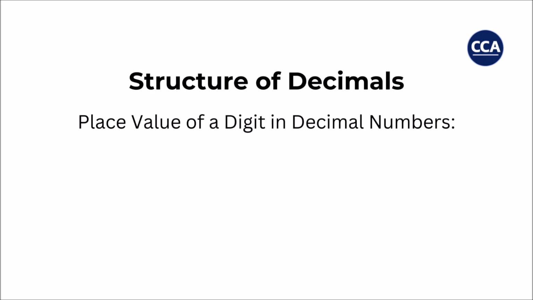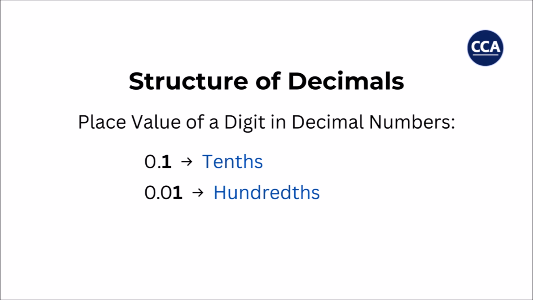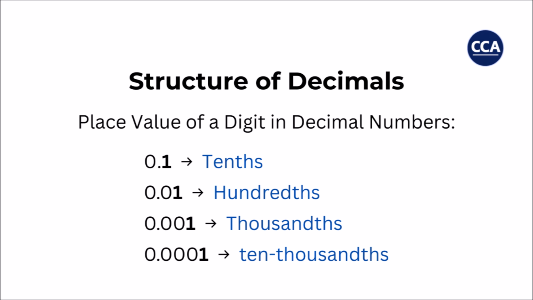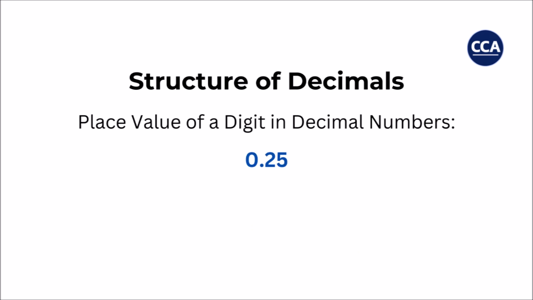Now let's understand how place value works in decimals. The first place after the decimal point is called tenths. The second place is called hundredths. The third place is called thousandths, and so on. Let's look at 0.25. The digit 2 is in the tenths place. And the digit 5 is in the hundredths place. So we have 2 tenths and 5 hundredths.